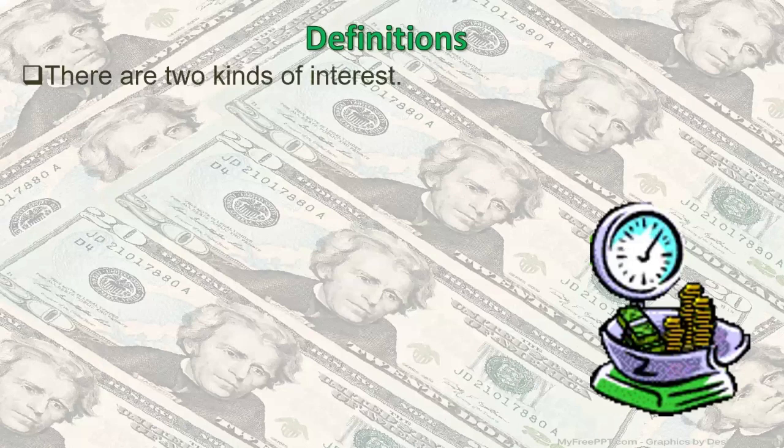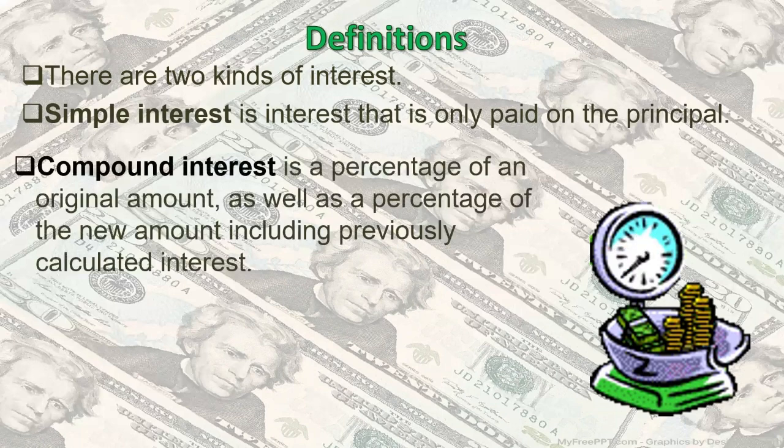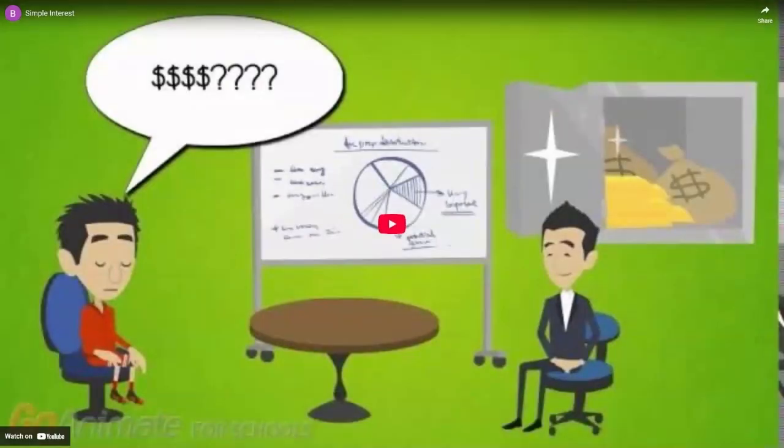Definitions. There are two types of interest. Simple interest is interest that is only paid on the principal. And compound interest is the percentage of an original amount as well as a percentage of the new amount, including previously calculated interest. We will study simple interest in this lesson and compound interest in the next lesson. So let us look at a small video about simple interest.